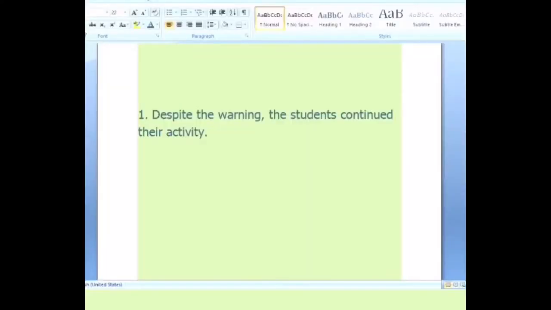So, how are despite and in spite of being used in a sentence? Pretty simple. Let's take the first pattern. Despite the warning, the students continued their activity. So there are two clauses in the sentence, the subordinating clause, despite the warning, and the main clause, the students continued their activity. Now, since the subordinating clause comes before the main clause, a comma is placed between the two clauses.